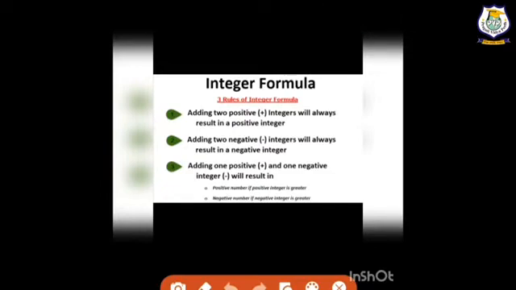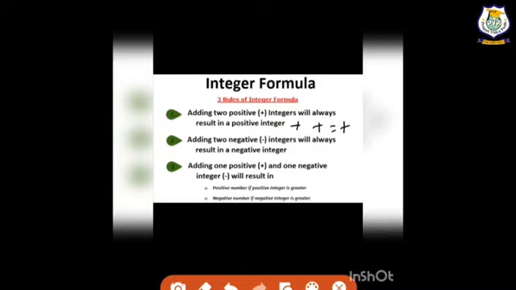The first rule is: adding 2 positive integers will always result in a positive integer. What does it mean? If we have 2 numbers with the positive sign, then the answer we get is also positive. It means one positive number plus a second positive number equals a positive number. The answer will also have the positive sign.